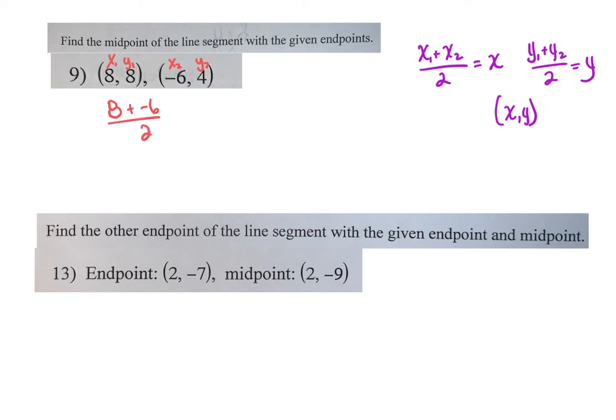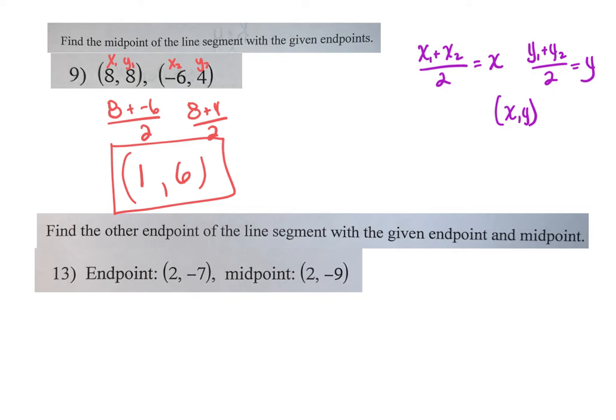That would be 2 over 2. So my x value is going to be 1. And negative 6 plus 4 over 2. Negative, oh, no, not plus 4. Do my y values, by the way. 8 plus 4 over 2 is going to be 6. So my answer is going to be 1, 6.